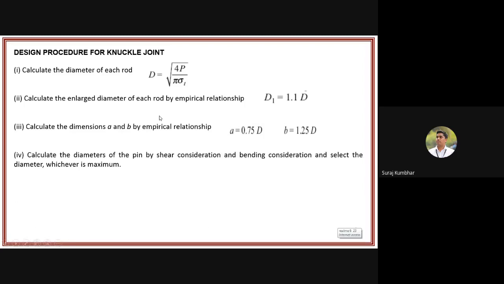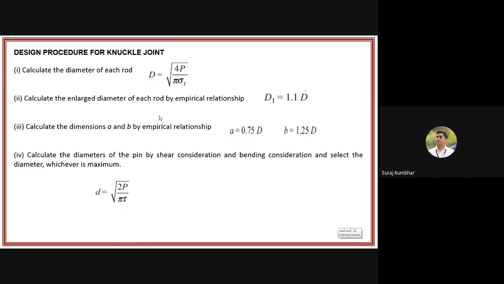Now the fourth one: calculate the diameter of the pin by shear consideration and by bending consideration, and select whichever diameter is the maximum. We have already seen how your pin is going to fail. In case of shear, it is a double shear case, and bending moment as well; we have seen the formula. Now you have to select whichever is the maximum. If the diameter in the shear case is larger than in bending, then you take the diameter from the shear consideration. So you have to select whichever is the maximum value.